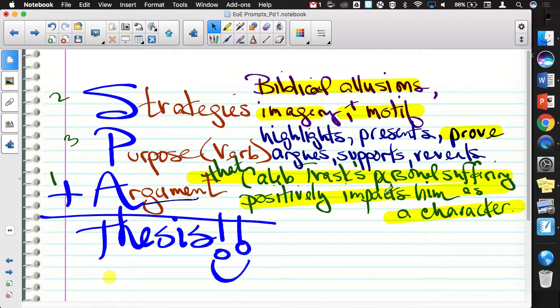This is going to seem really nitpicky, but if we were to go with Steinbeck uses biblical allusions, imagery, and motif to prove that Caleb Trask's personal suffering positively impacts him as a character, technically, what is now the subject of my thesis statement? Like grammatically, what's the subject? Steinbeck, okay? And nothing against him, but really, what is the subject matter of my essay? The strategies, the rhetorical devices, the biblical allusions, the imagery, the motif. So if the subject matter is really going to be those strategies, it would make sense to me that I want the subject of that thesis statement to be those strategies.